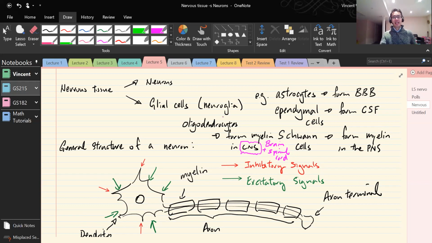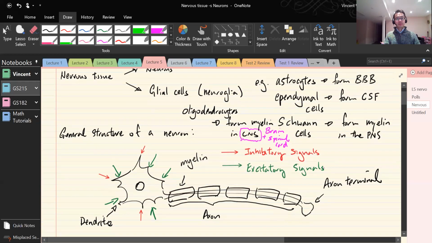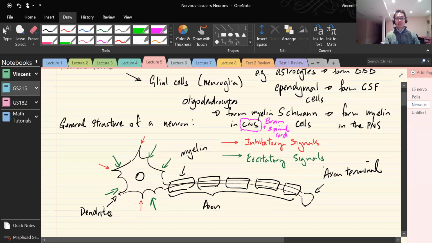Okay, so in the CNS, in the brain and the spinal cord, if you have a neuron that needs myelin, that's going to be produced by the oligodendrocytes. In the PNS, we would have the Schwann cells. Any questions so far? Now, this is a very difficult lecture because it's very abstract. So make sure you watch the recordings if you haven't already.